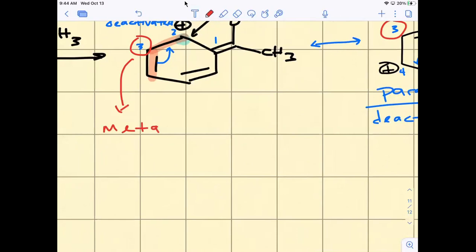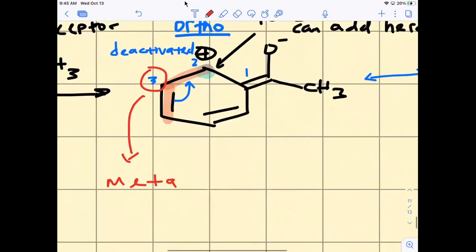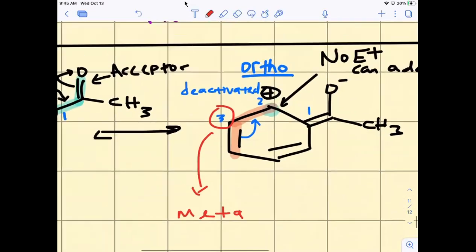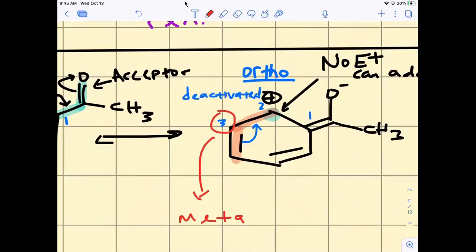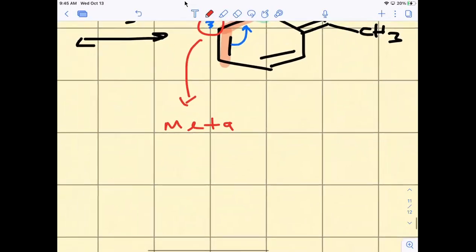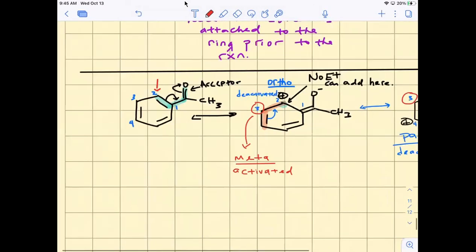Right, so on a ring that's mono-substituted, it has 3 locations where you can do a reaction: the ortho, the meta, and the para. So here at site 3, that's what we call meta. And if there's an acceptor on the ring already prior to the reaction, that's the site where the reaction is going to take place. So the meta is what we call activated. Meta is activated.